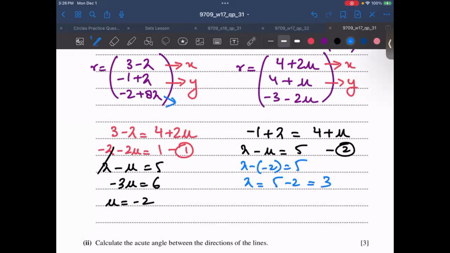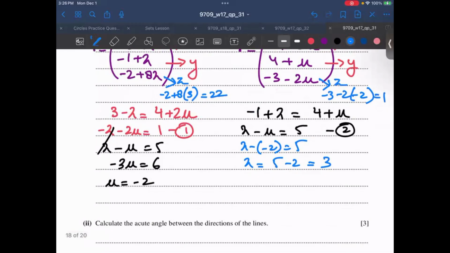Now we'll substitute the value of lambda over here. So lambda is 3, so minus 2 plus 8 times 3. And we'll substitute mu over here, which is minus 3 minus 2 times minus 2. So this will be minus 2 plus 24, that is 22. And this will be minus 3 plus 4, which will be equal to 1. Now, as the z coordinates are not equal, for lambda the z coordinate is coming as 22, and for mu the z coordinate is coming as 1. So we have just shown that the two lines do not intersect.